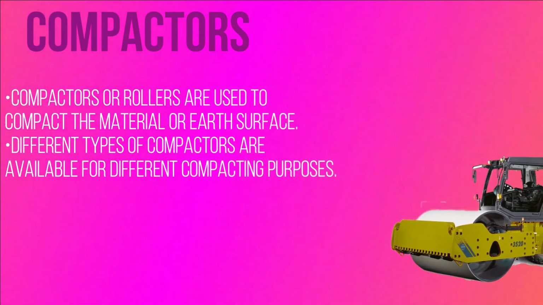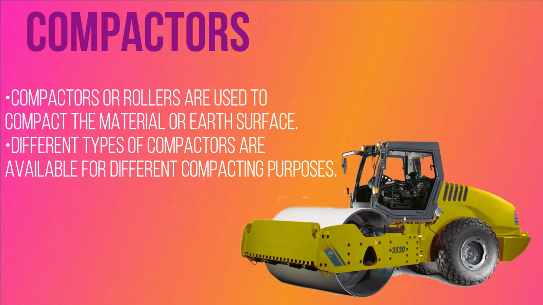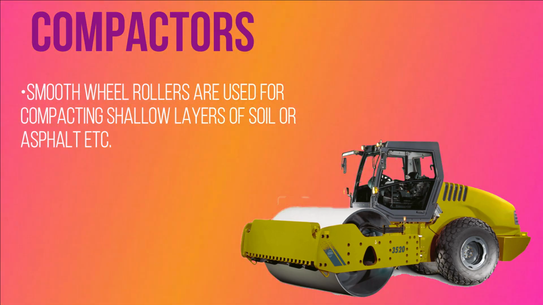Compactors or rollers are used to compact the material or earth surface. Different types of compactors are available for different compacting purposes. Smooth wheel rollers are used for compacting shallow layers of soil or asphalt.